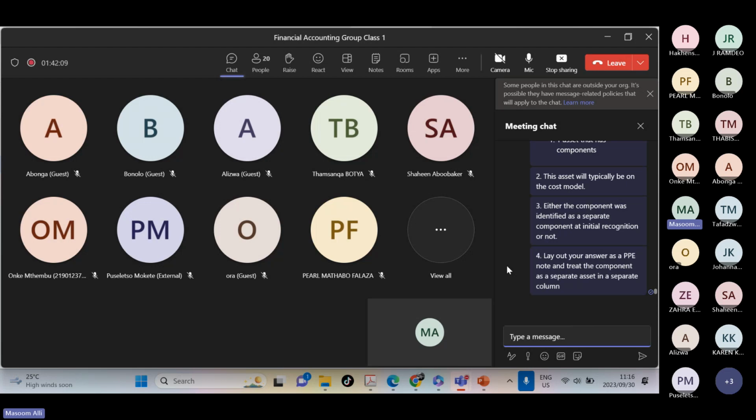You'll have one column for the main body. Let's say that's 7 million. Let's say the engine was 3 million, and the total is 10 million for the whole aircraft. You'll do each component separately because effectively it's a separate asset. That's essentially what it's communicating. So for the replacement of a component, you treat it as the disposal of an asset.